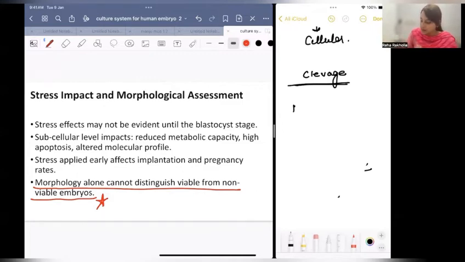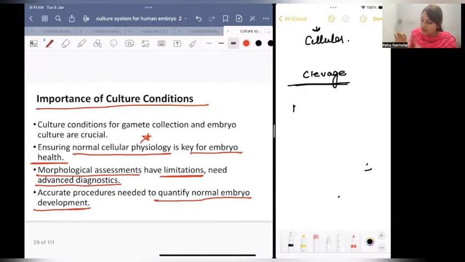Morphology alone cannot distinguish between viable and non-viable embryos, as we have already discussed. Now, the importance of culture conditions. It is very important to ensure normal cellular physiology, which is key for embryo health. There are limitations in morphological assessment: morphology cannot assess everything about the embryo. So for that, we need advanced diagnostics.